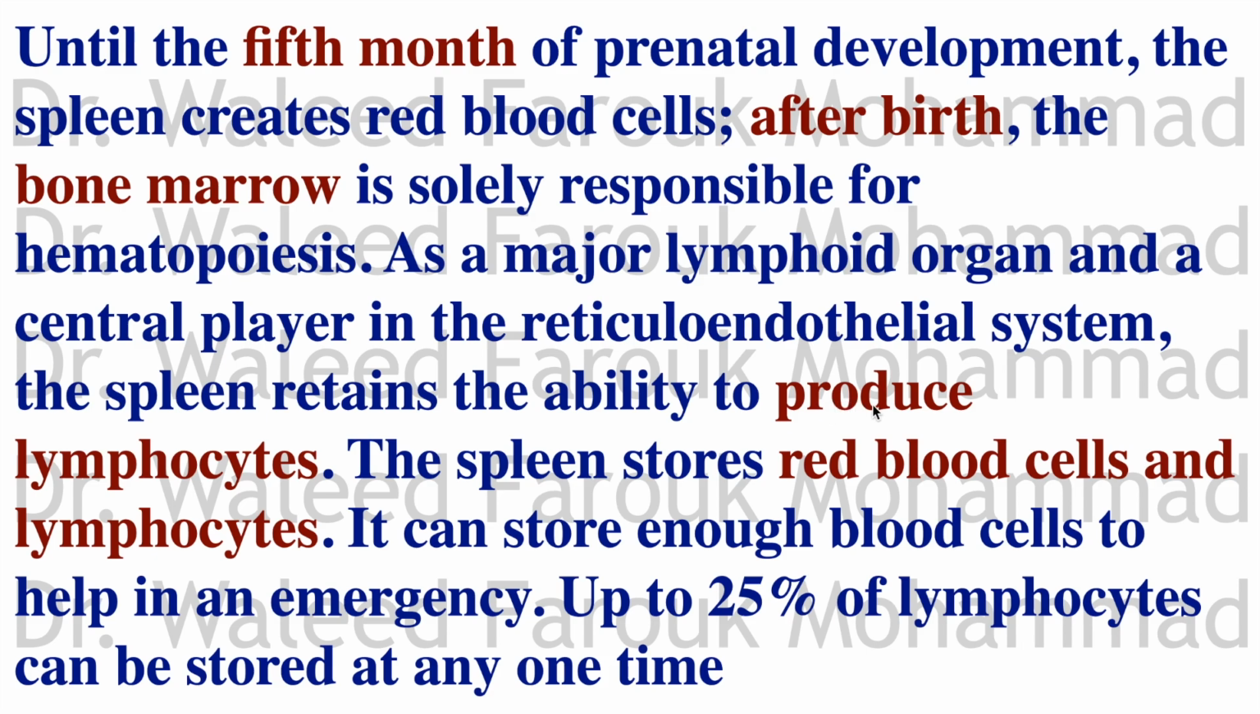It's a central player in the reticuloendothelial system, and it produces lymphocytes and also stores red blood cells and lymphocytes, as mentioned before. It can store enough blood cells to help in stresses or emergency, and up to 25% of lymphocytes can be stored in the spleen.